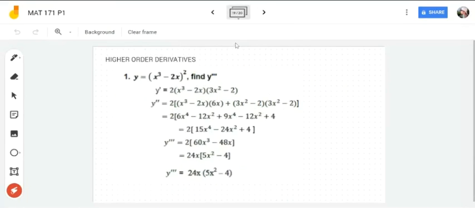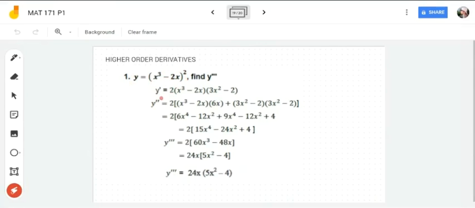And then here, last topic, we will have your higher order derivatives. For your higher order derivatives, you will just differentiate your equation several times depending on what is needed. Just like on this example, we will be differentiating it three times because it is y third prime, or the third order derivative. So first, let's go for this. We have the function which is x cubed minus 2x quantity squared.